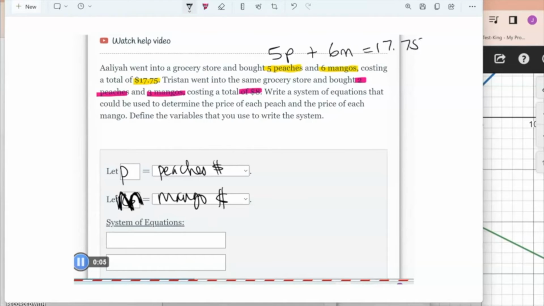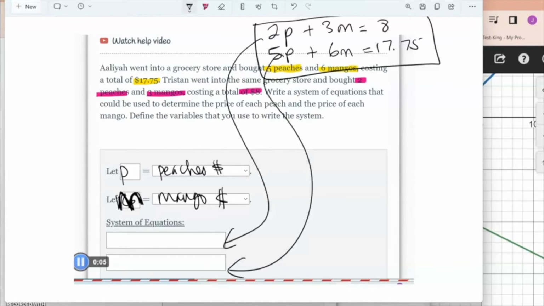Then you set up the next one: 2 peaches, so that's 2P plus 3 mangoes, 3M, equals $8. All right, so you can see that with 6 numbers, it is by far the easiest. You just read the sentence and write it down. And of course, if you were told to solve this, you would put this in the calculator and the intersection would be the solution. All right, so you put those over here. And just a note, it is the price, not the number, when it's 6 numbers.